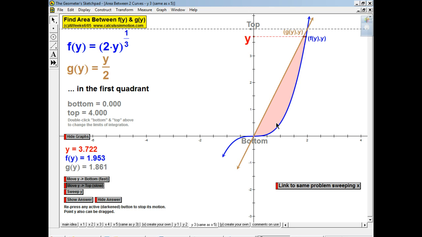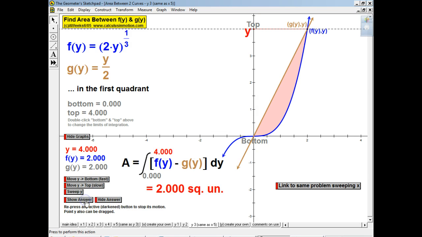In any event, this is still the same curve as the last example. So the area should still be 2, whether you find the areas with respect to x or with respect to y. So if we show our answer here, this would be f of y minus g of y from 0 to 4, and our answer is still 2. And that shouldn't surprise you because it's still the same region.